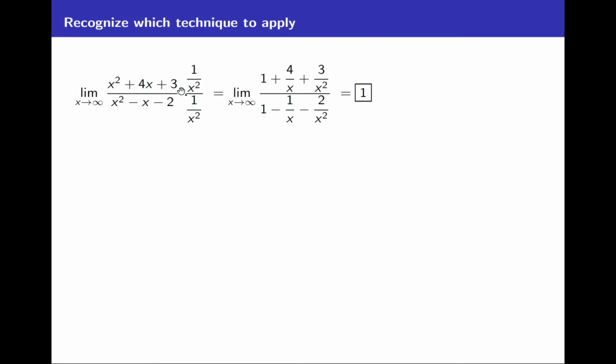This technique of multiplying by the reciprocal of the highest power of x divided by itself only works when x is approaching infinity or minus infinity. And you should recognize that.